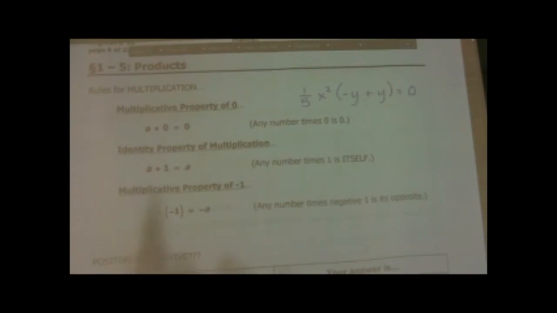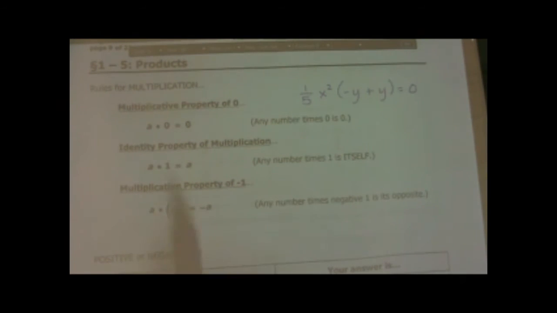Now, we already talked about the identity property of multiplication. Any number times 1 is itself. All right? Then we have the multiplicative property of negative 1. Any number times negative 1 is its opposite.